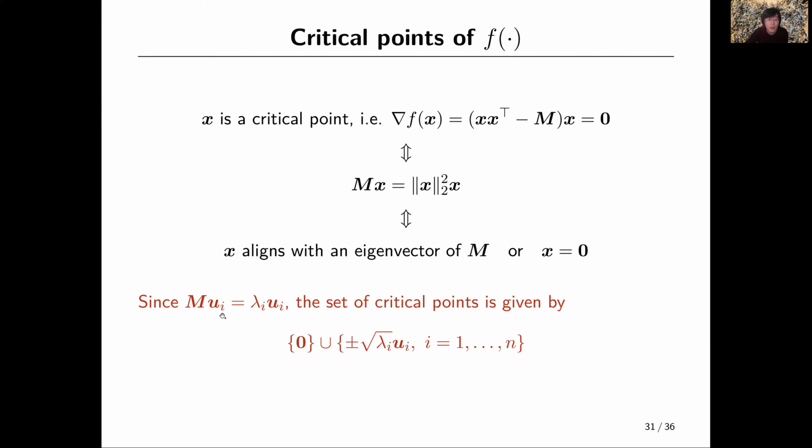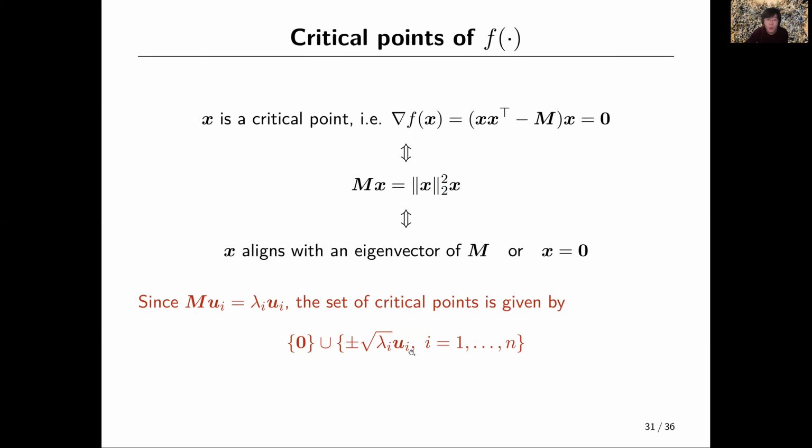Since we know the eigenvectors of the matrix M are these u_i's with corresponding eigenvalue lambda_i, by proper scaling of the directions, we can find the set of critical points given by the union of the origin plus the positive and negative of the scaled eigenvectors.